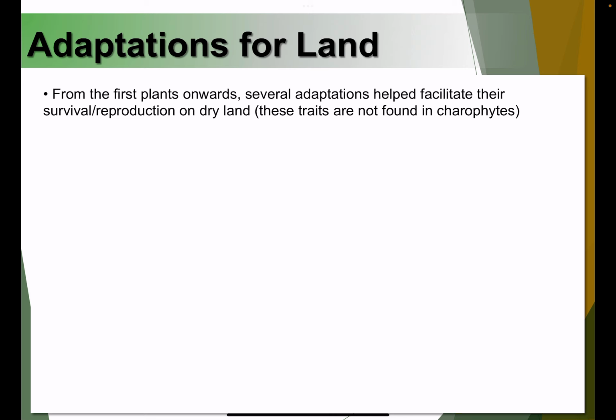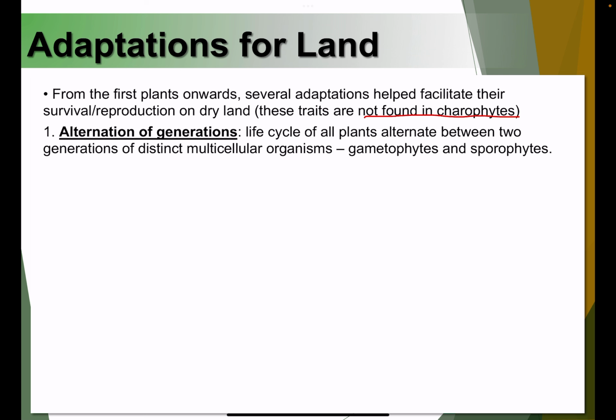These traits that I'm going to talk about next in these few slides are traits that are not found in charophytes, because that's where that common ancestor diverged from charophytes onto plants. So that's why these are special traits that only plants have, not charophytes. First of those adaptations is called the alternation of generations, which is the life cycle of all plants that alternate between two generations of distinct multicellular organisms. One generation is called gametophytes, another generation is called sporophytes.